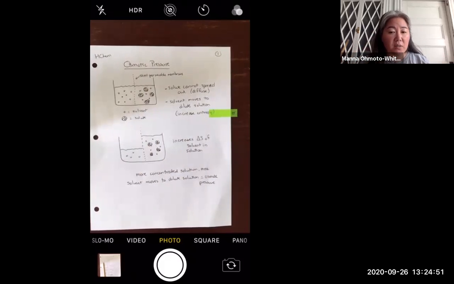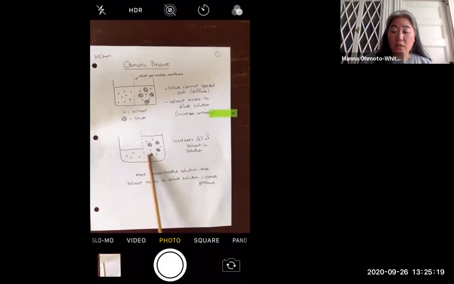They have more possible places they can be. So in order to increase the entropy of my solute, I move solvent particles in there. A more concentrated solution means that more solvent has to move in, and that degree of how much it wants to move in is called osmotic pressure.